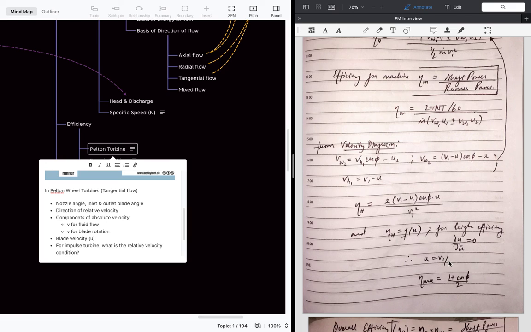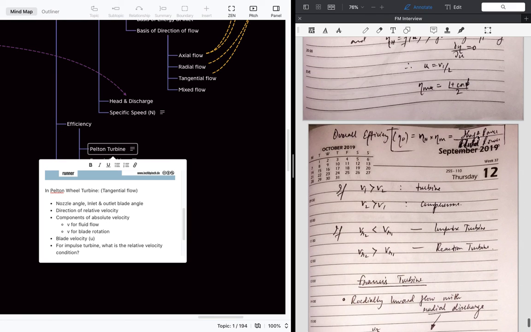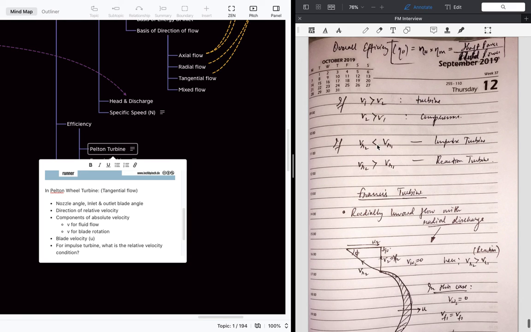In that case, we get the hydraulic efficiency as (1 plus cos phi) by 2. Okay. And the overall efficiency is nothing but the hydraulic efficiency times the mechanical efficiency, which is basically shaft power divided by the flow power. And we had discussed earlier that if V1 is greater than V2, it is a turbine. V2 greater than V1, it is a compressor. If the relative velocity VR2 is less than VR1, it is an impulse turbine. If VR2 is greater than VR1, it is a reaction turbine.